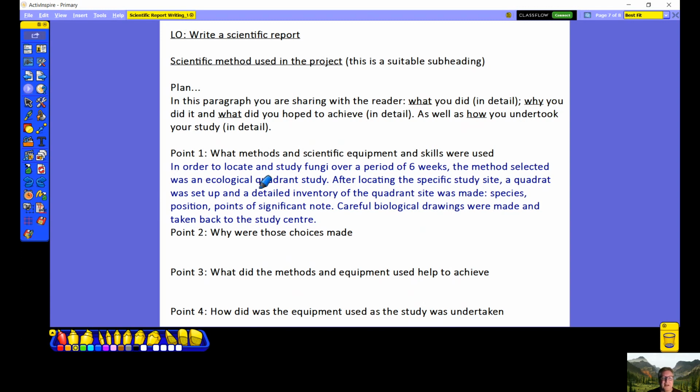In order to locate and study fungi over a period of 6 weeks, the method selected was an ecological quadrat study. After locating the specific study site, a quadrat was set up and a detailed inventory of the quadrat site was made. Species, position, points of significant note. Careful biological drawings were made and taken back to the study centre.